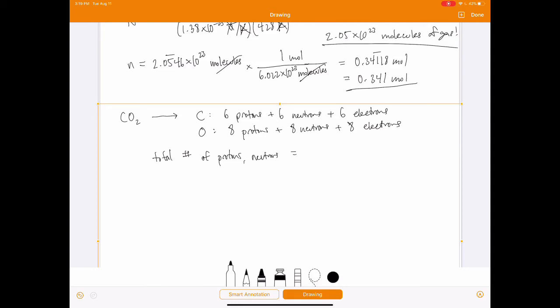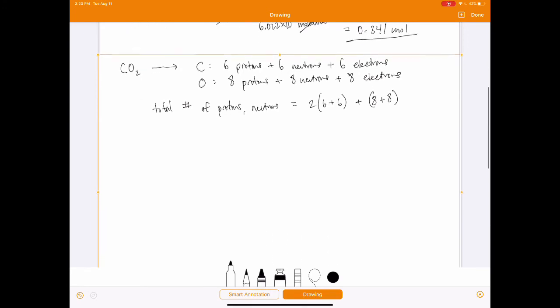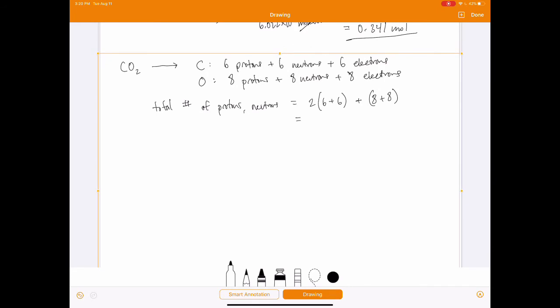Well, in this molecule, we have 2 carbons, so each one has 6 protons and 6 neutrons. And then we have 1 oxygen, so that's 8 protons plus 8 neutrons. Again, electrons have negligible mass. Okay, that turns out to be 44. And so that means we have 44 atomic mass units per molecule.